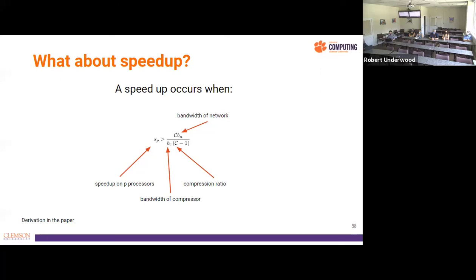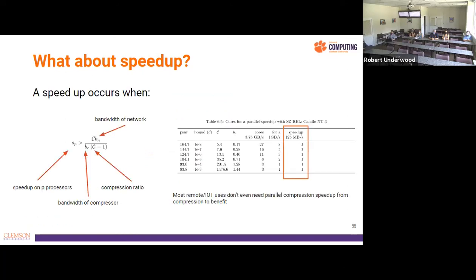So what about a performance speed up as a result of using error-bounded lossy compression in machine learning and artificial intelligence applications? Using a formula that I derive in the paper, if we have a speed up on P processors for a given compressor that is greater than the compression ratio times the bandwidth of the network over the bandwidth of the compressor times the compression ratio minus 1, we're able to identify a condition in which a speed up for the application occurs.